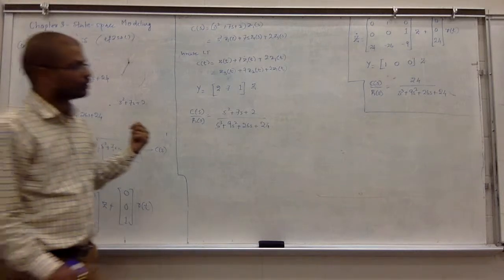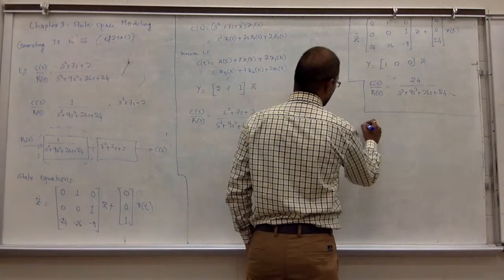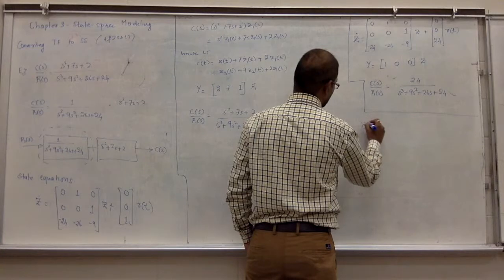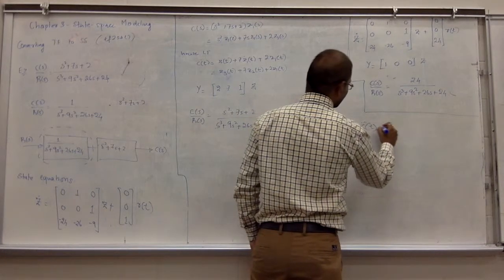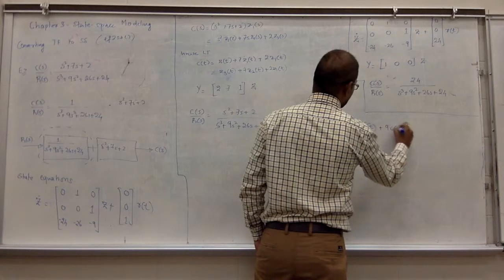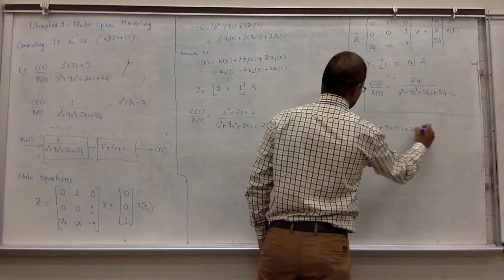What do you end up with here? If you cross multiply, you end up like this. C triple dot. I just did that. C double dot of t.